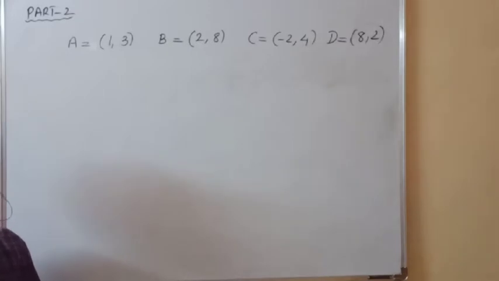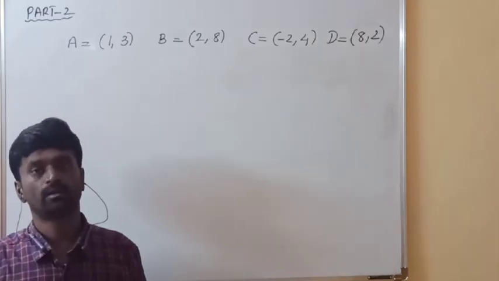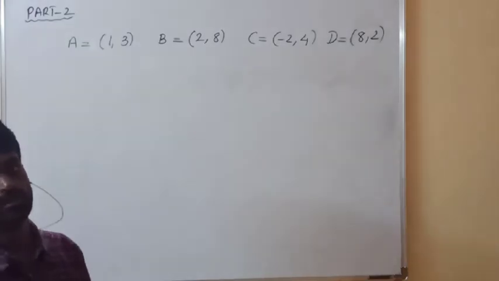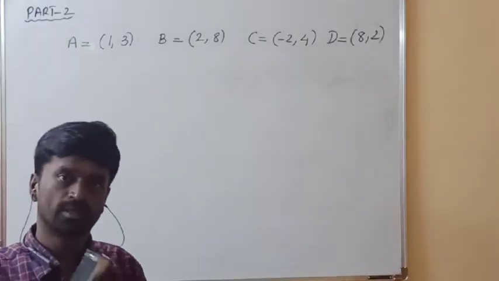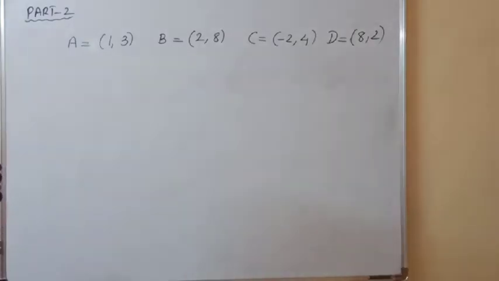Or the question is, what is the figure formed by these 4 points? But options are given like this: parallelogram, rectangle, rhombus, square. So then what is it? Don't find all distances, you find AB distance, AD distance and AC distance. Okay. So first AB distance.